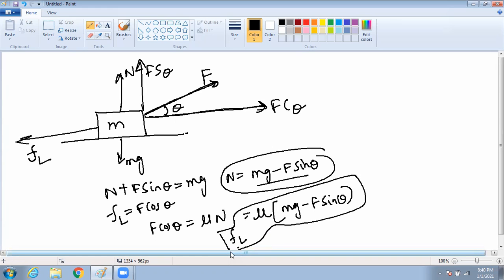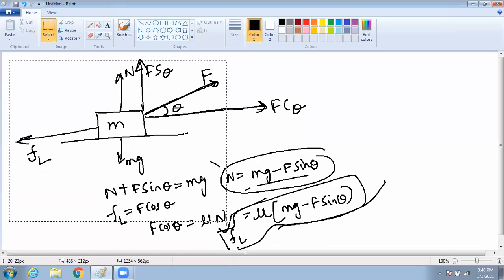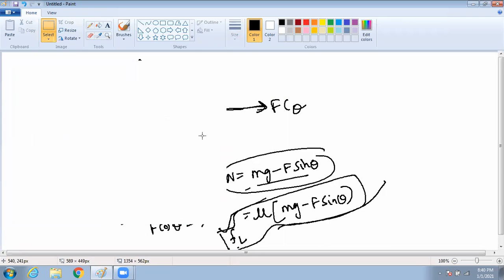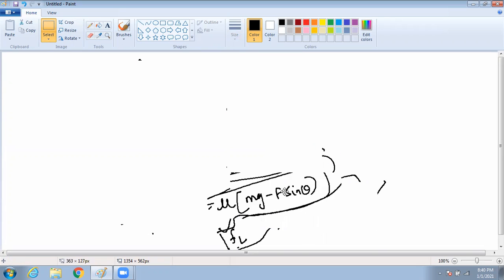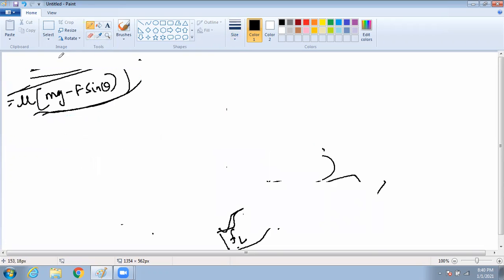Clear or not? Pritam, Laksh, clear or not? Yes, sir. This is your FL. Keep this FL, write it down somewhere. I am just putting it aside. So what we got? We got this much. This is your FL for pull. Now we will find for push.